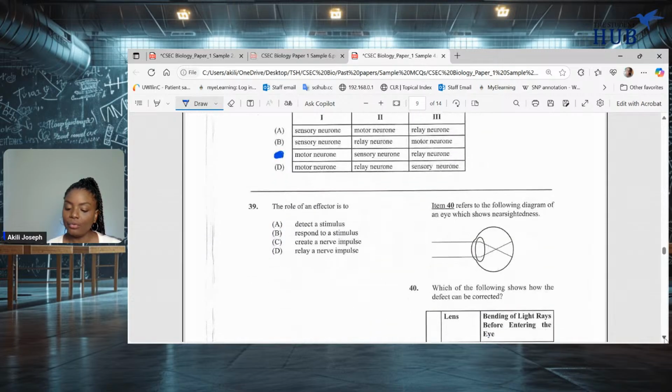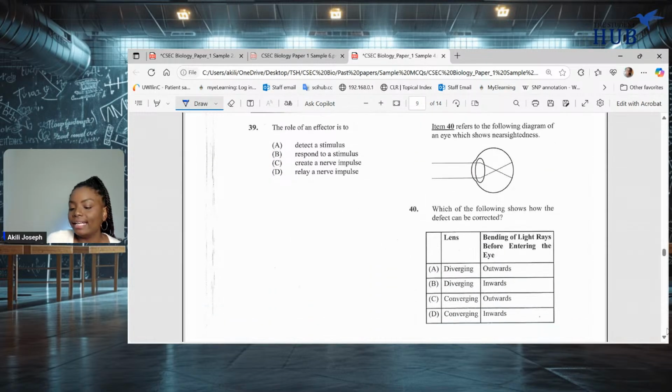39, the role of an effector is to detect a stimulus, to respond to a stimulus, to create a nerve impulse, or to relay a nerve impulse. B, to respond to a stimulus. Nice. 40. Item 40 refers to the following diagram of an eye which shows nearsightedness. Which of the following shows how the defect can be corrected? A.